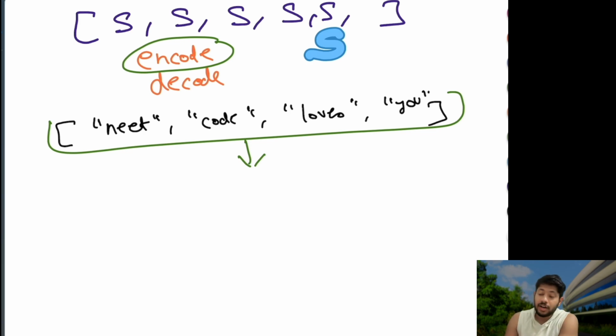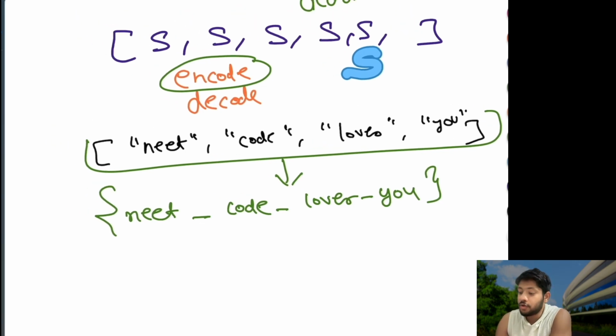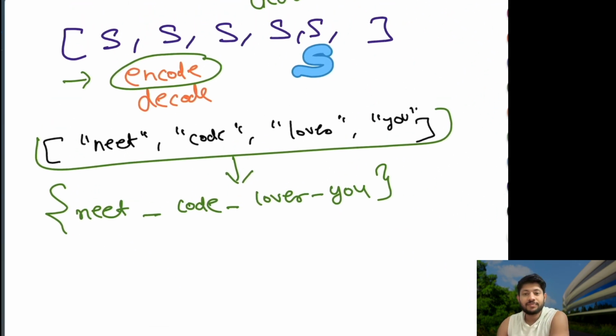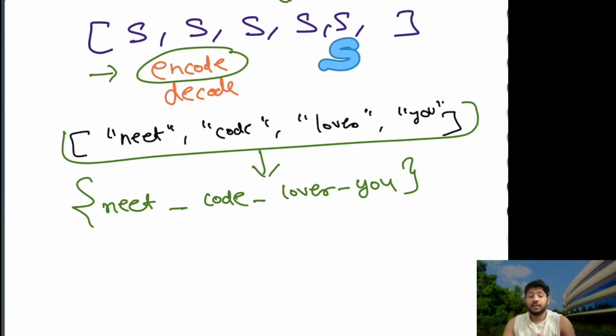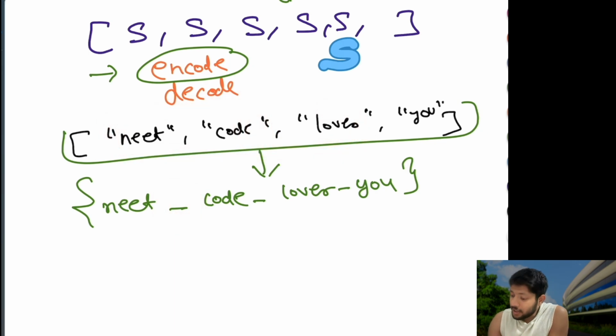Let us say what we are doing is, we are saying, okay, neat_code_lover_u. This is what you pass. This is what you return from your encode function. Now you might say that, okay, I will encode it in this way. I will just join all my strings using an underscore. Fine. Can you decode it back?